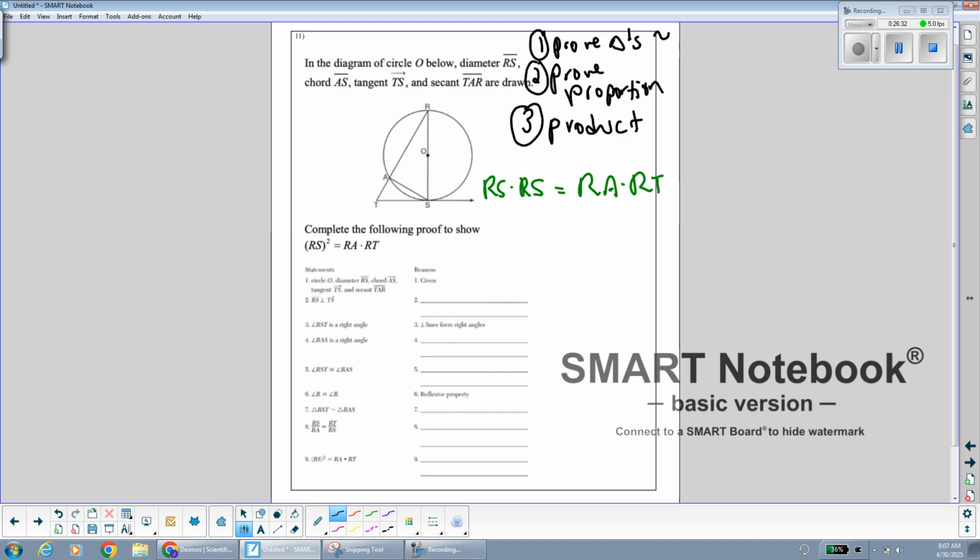So now that we know where we're headed and what we're doing here, I can automatically fill in 8 and 9 without knowing anything and get myself 2 points on this fill in the blank proof on the Regents exam.